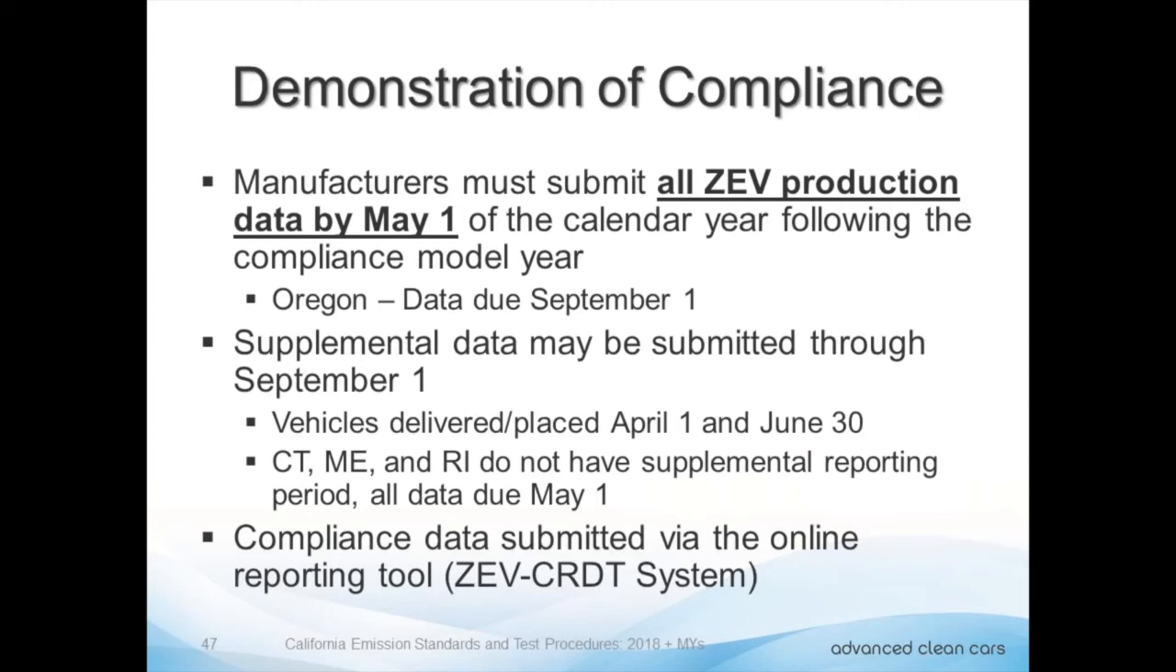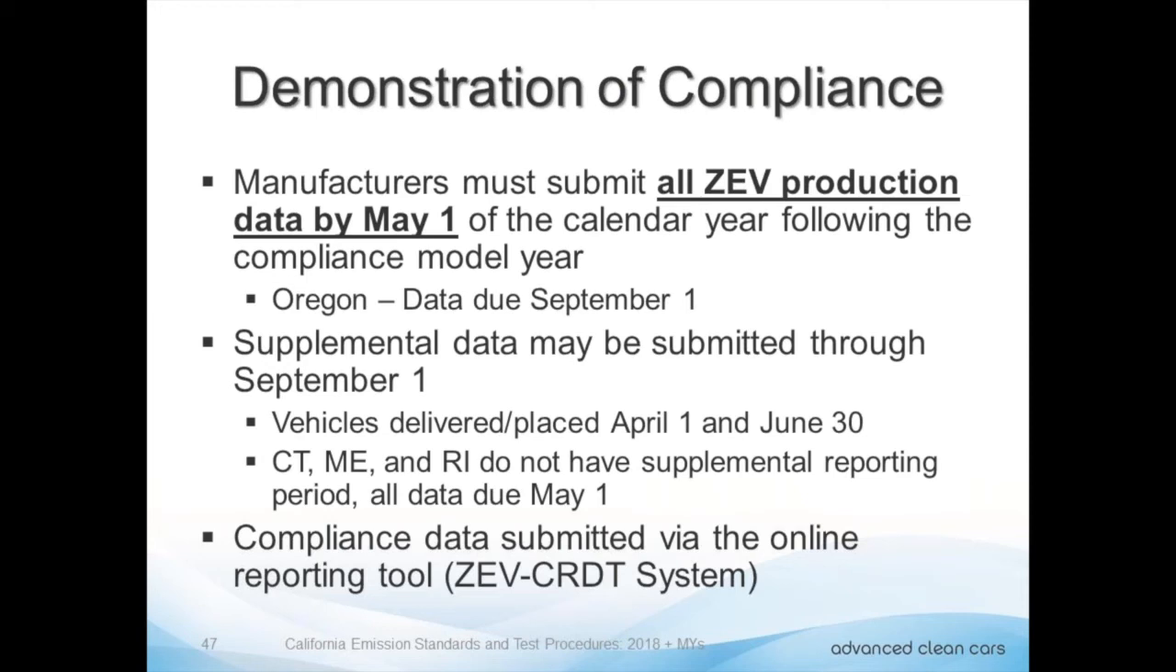Manufacturers subject to the regulation are to report their compliance data by May 1st after the end of the model year to most of the states. As an example, for compliance in model year 2016, reports are due May 1st, 2017. In Oregon, manufacturers will have until September 1st to report their data. Manufacturers also have a supplemental data reporting period from May 1st to September 1st, during which they may report data for vehicles placed between April 1st and June 30th.